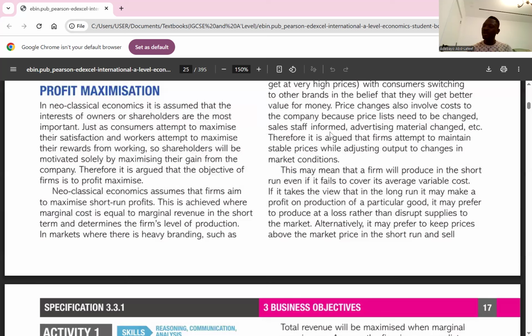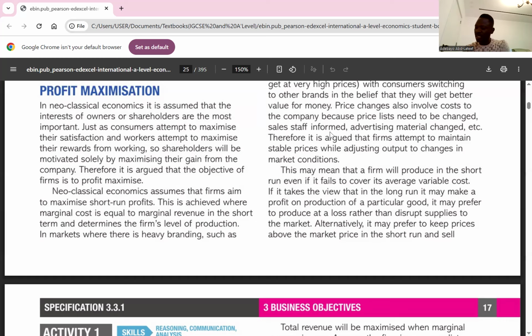So in neoclassical economics, we're talking about economic theory that focuses on interaction between demand and supply, individual utility, and equilibrium output. That is what neoclassical economics is about. They focus on the interaction between demand and supply. They focus on individual maximization, and they focus on the equilibrium level of output.